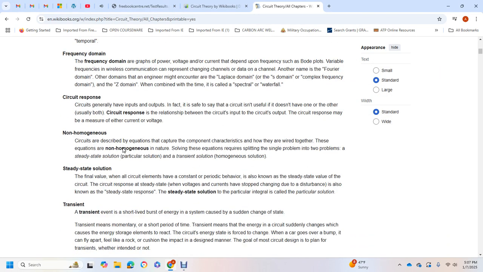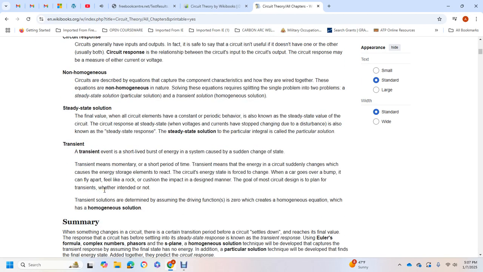Alright, steady-state solution: find the value of the circuit elements for constant or periodic behavior, also known as the steady-state value of the circuit. The circuit response to steady state is when voltage and currents have stopped changing due to disturbances, also known as the steady-state response. The steady-state solution is particularly integral, and is called the particular solution.